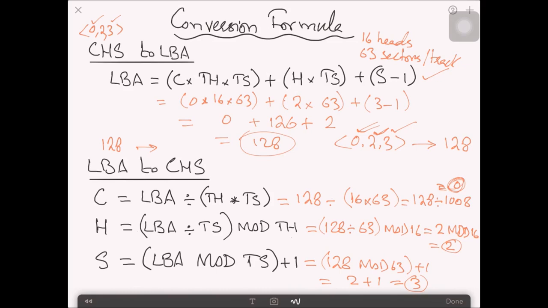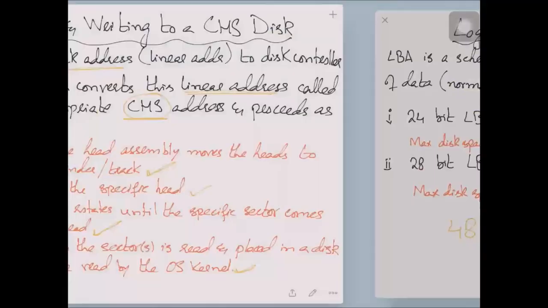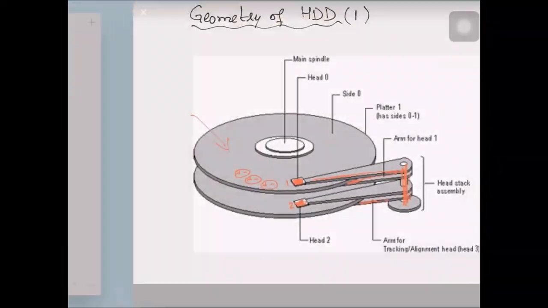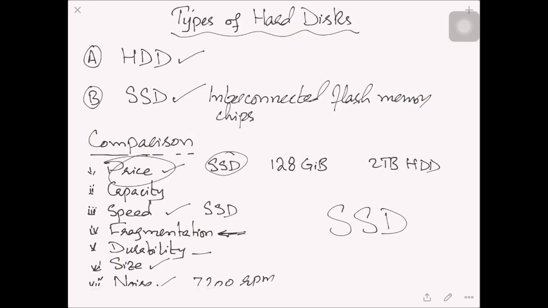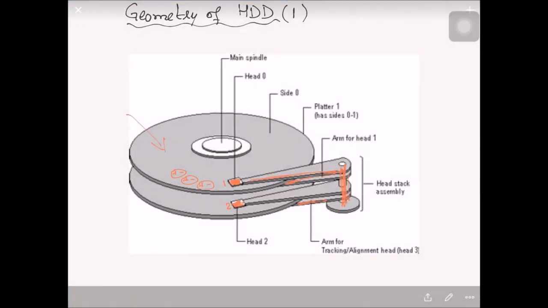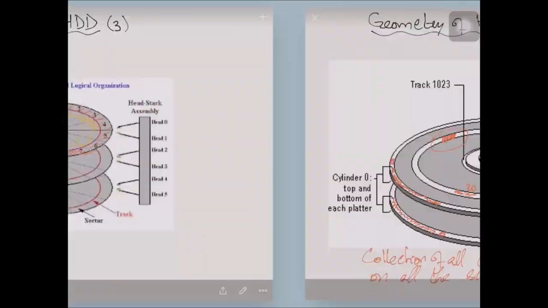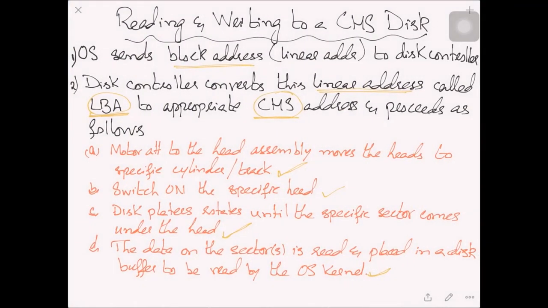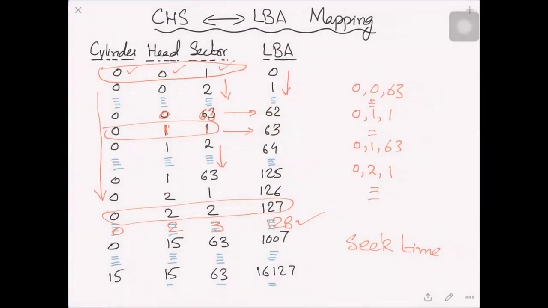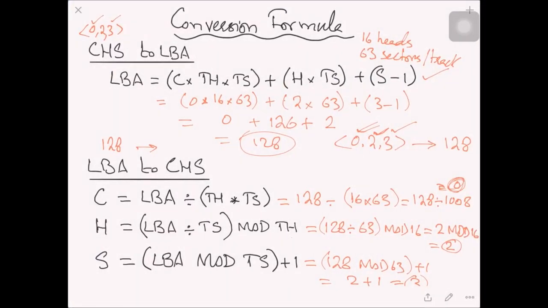So let me sum up. Today we have talked about the types of the hard disk, that there are two main types, the spinning hard disk and the solid state disk. We have made a comparison of the price, capacity, speed, fragmentation, durability. We have talked about the geometry of the hard disk, cylinders, heads, sectors. We have talked about the interfaces of hard disk, and finally we have talked about the LBA addresses and their mapping from CHS to LBA and vice versa.